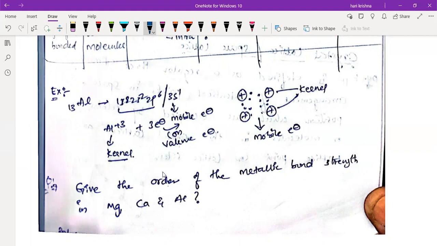If you take aluminum, it has the electronic configuration of 1s2, 2s2, 2p6, 3s1. The 3s1 is the valency electron or the mobile electron. The configuration below, that is 1s2, 2s2, 2p6, is the innermost electrons. So these innermost electrons and the nucleus are called a kernel. Clear? Is it clear or not? Understood or not? Yes, sir. Okay.